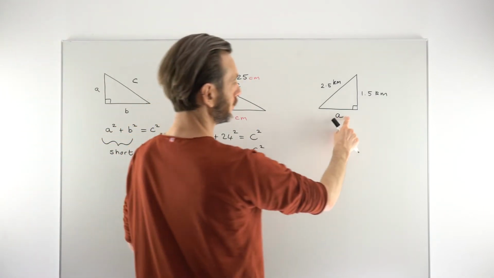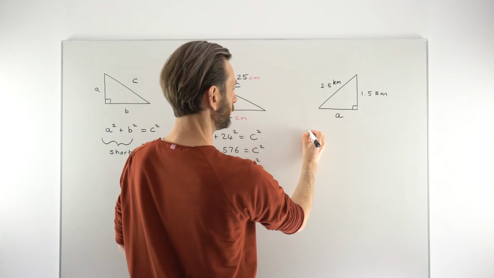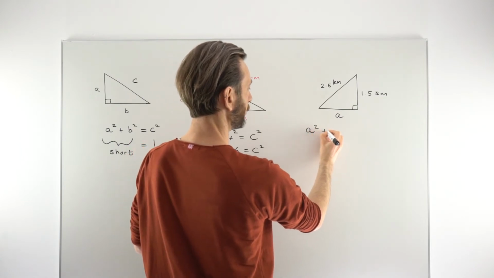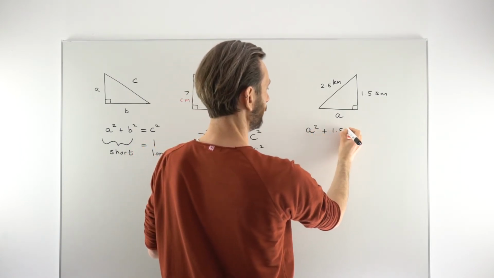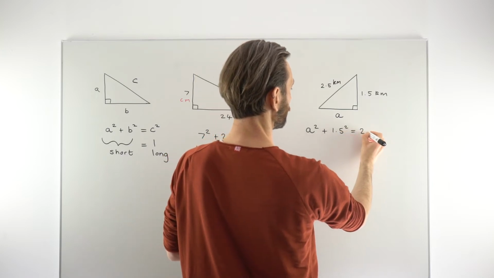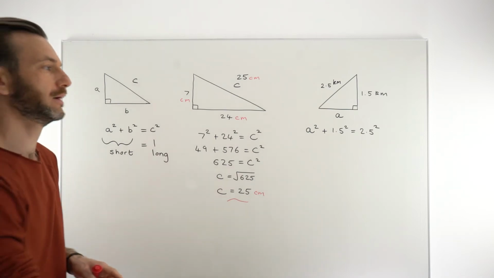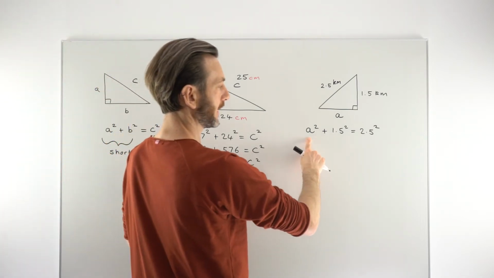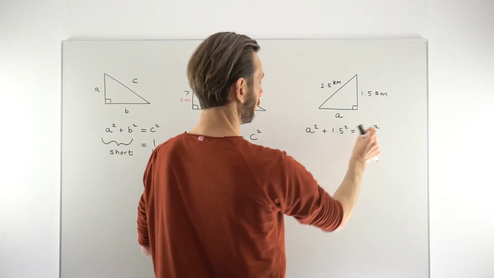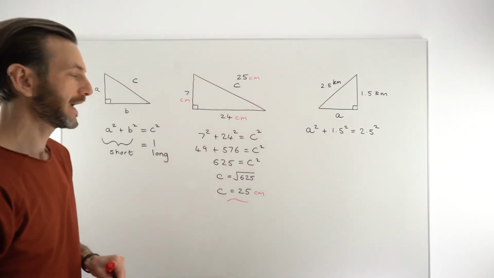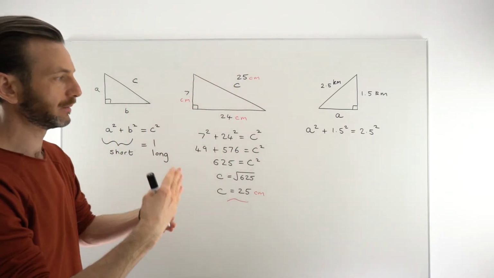So these are the two short sides. So A squared plus the other short side, which is 1.5 squared, equals the long side squared. So that never changes. You're always setting up like that. The two short sides, squared and added together, equals the long side squared. So again, it's now just a case of processing the numbers through.